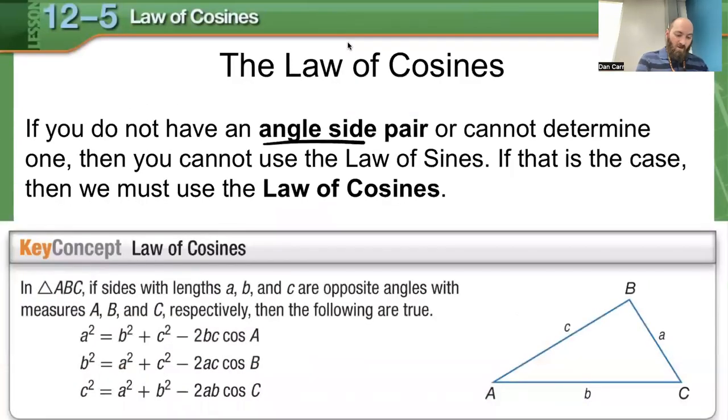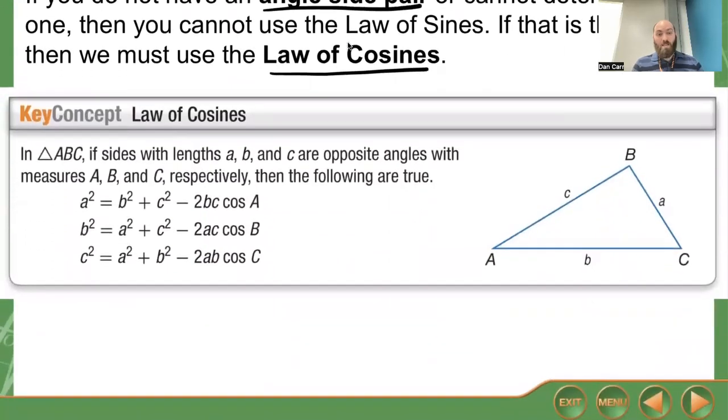If you do not have an angle side pair, so remember that's like an angle and the side that's across from it, you cannot use Law of Sines. So that's when we have to use Law of Cosines. These are three different ones, but they're all the same thing: a squared, b squared, c squared. It just depends on what you're looking at. Just like always, a is across from angle A, b is across from angle B, c is across from angle C.